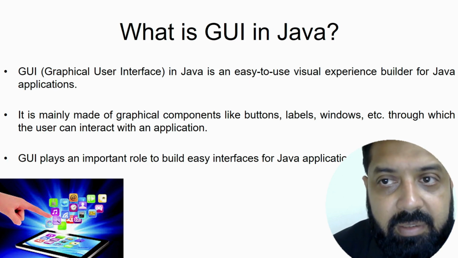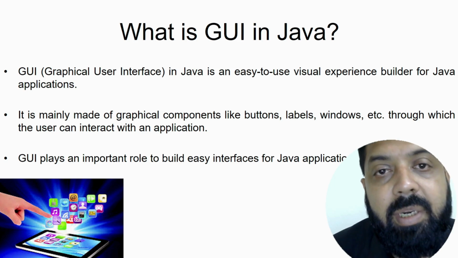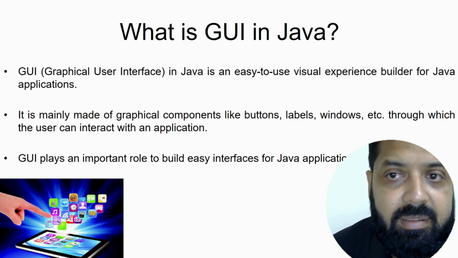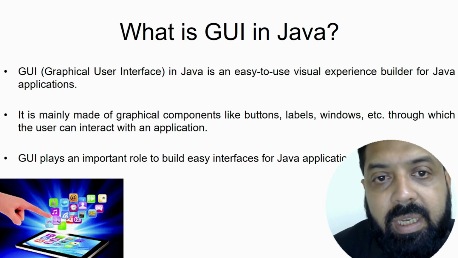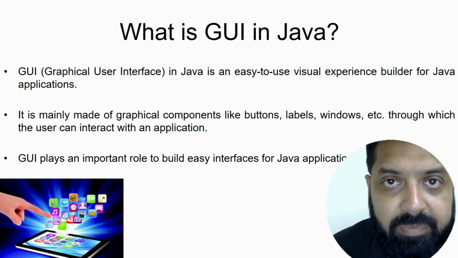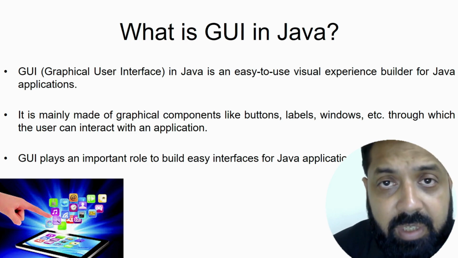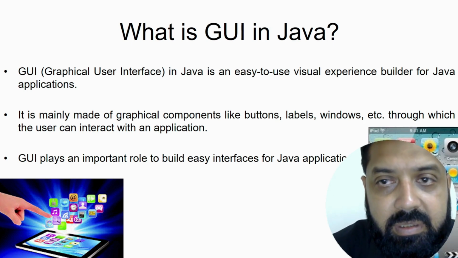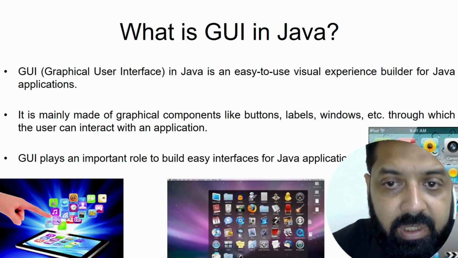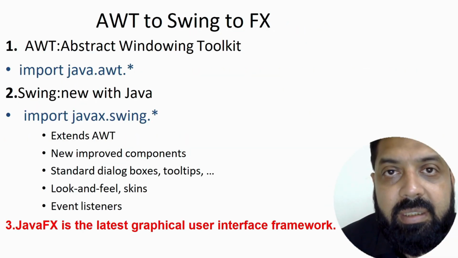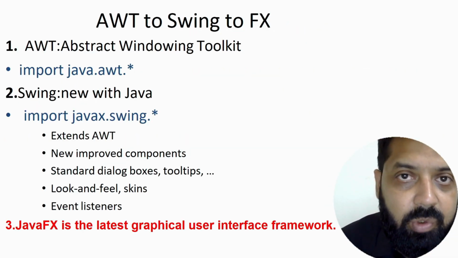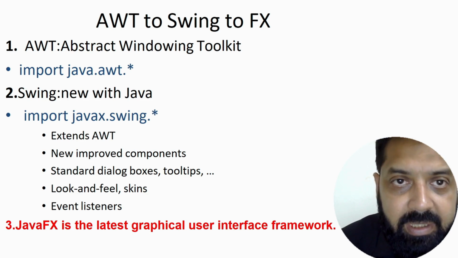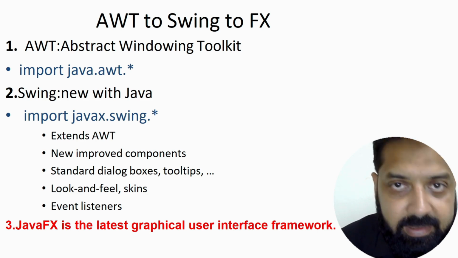experience for Java applications. It is mainly made up of graphical components like JButtons, text boxes, radio buttons, windows, etc., through which the user can interact more user-friendly with the application. GUI plays an important role in building interfaces easily for different Java applications according to the user requirement. Three different libraries support GUI. First is the Abstract Window Toolkit that is built into your Eclipse IDE. Second is Swing, and third is FX.